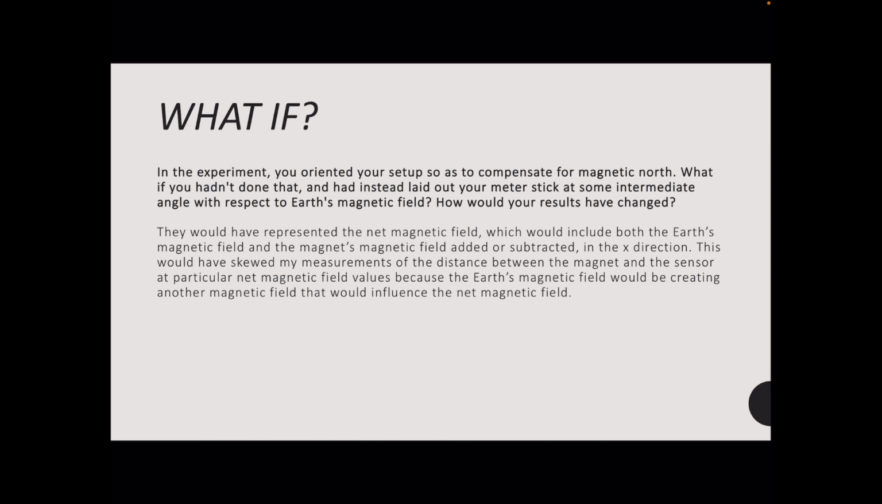If I did not compensate for the Earth's magnetic field in my setup, then my measurements for the magnetic field at different points would be different because they would, by the principle of superposition, factor in the Earth's magnetic field as well, not just the bar magnet's. This would mean that my calculation for the magnetic dipole would also be off.